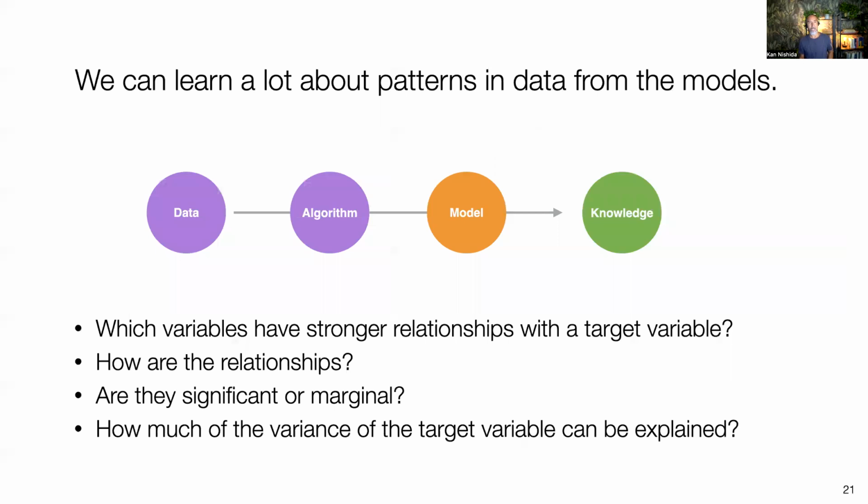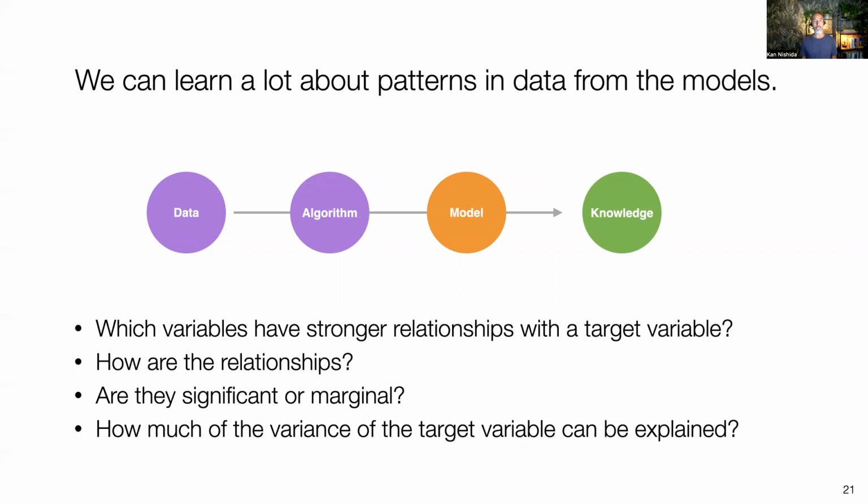So having said that, data, algorithm, and a model, right? These are the basic workflow of machine learning or statistical learning. But I think what's really important is what kind of knowledge we can get out of those prediction models. I think that's the most important part. Because once we build a model, we can ask these kinds of questions to the model.